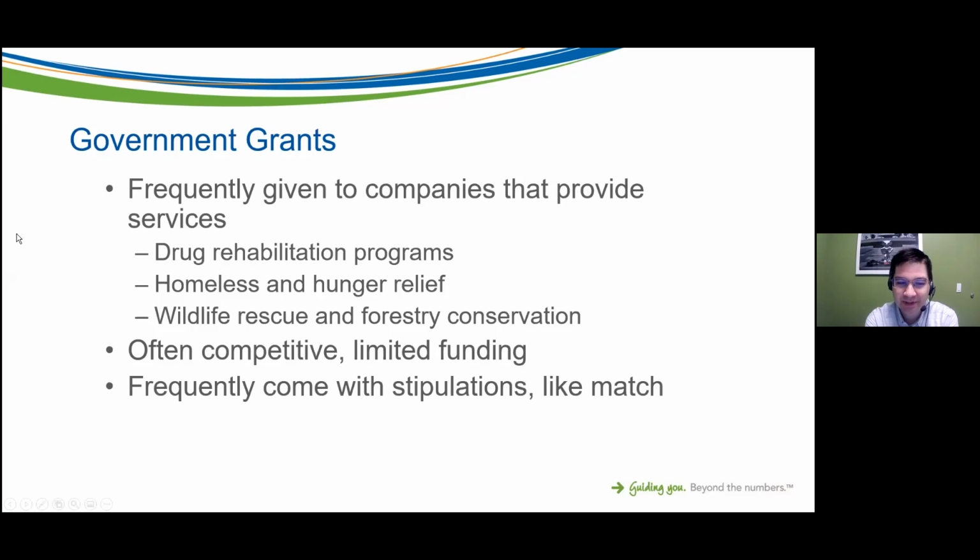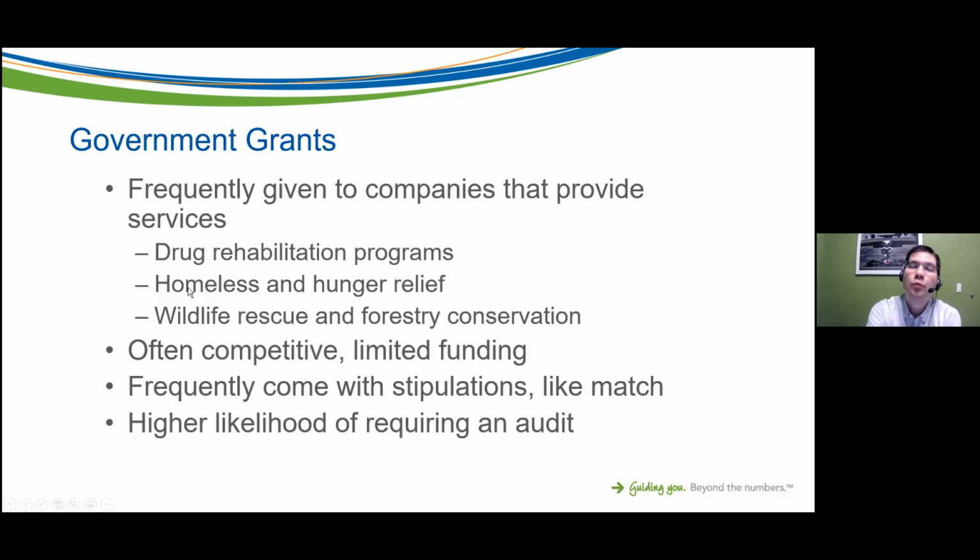Another string attached with it is that government grants frequently come with stipulations like match. And if you've dealt with match before, it can be troublesome to track. So it's important to know that when you're looking for a government grant, you're not going to bite off more than you can chew.